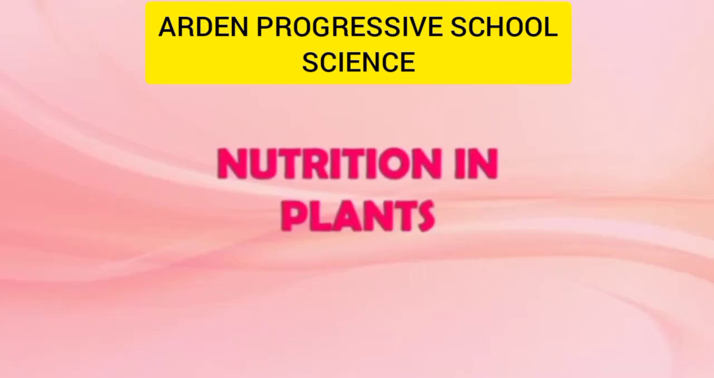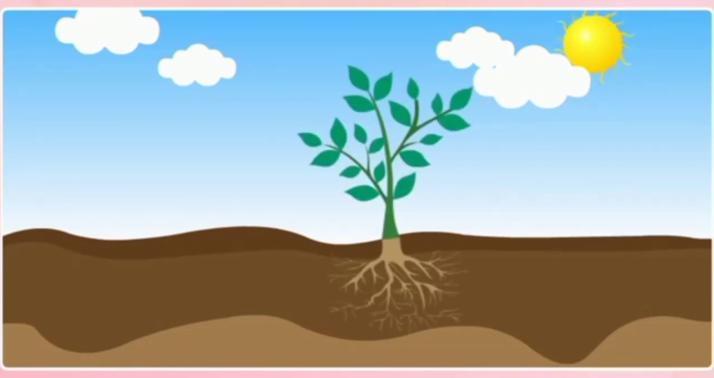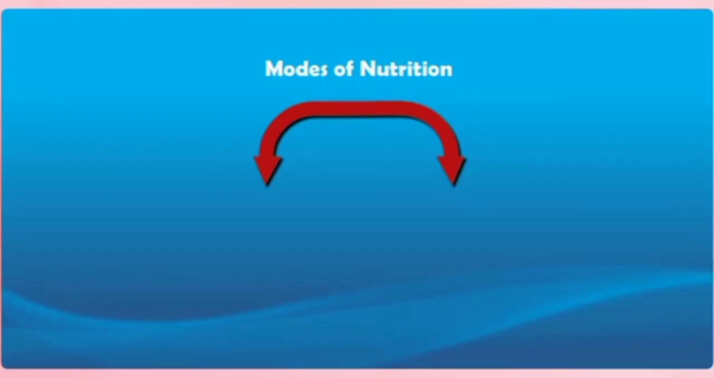Nutrition in plants. All living organisms require food. They require food for their growth and to obtain energy. For growth, food is a very essential part. The process of taking food by an organism as well as the utilization of this food by the organism is called nutrition.